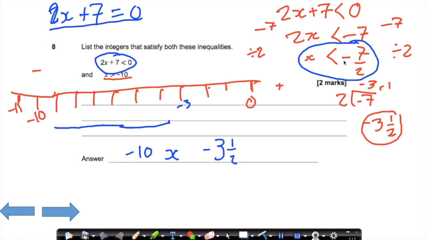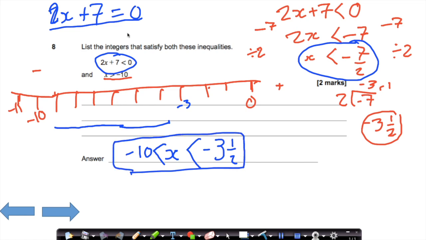I could have written it as minus 7 over 2, that's absolutely fine, but I'll just keep it as integers, because we're talking about integers here and it might be nicer. Well, where is x going to lie? We know that x is going to be greater than, not equal to, just greater than minus 10, but it's got to be less than minus 3.5. And therefore this is explained through this single inequality. Now we want the integers that satisfy both of these inequalities.